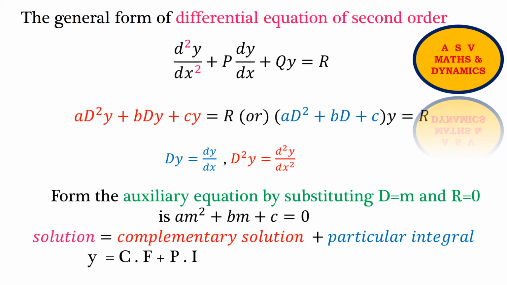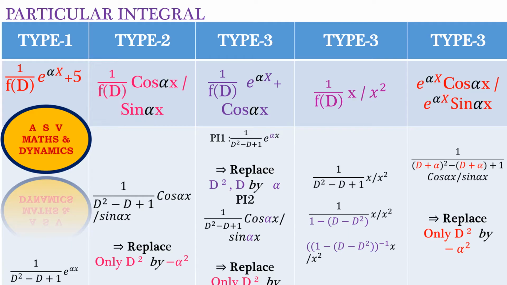For PI, there are types. According to the type you have to calculate the particular integral one by one. First, type 1: the right side is e power ax only, otherwise e power ax plus 5, a fourth term, will come. This is the meaning of the left hand side. For example, am squared plus pm plus c equal to e power ax plus 5, otherwise e power ax only, will come. If you see this, it is type 1.